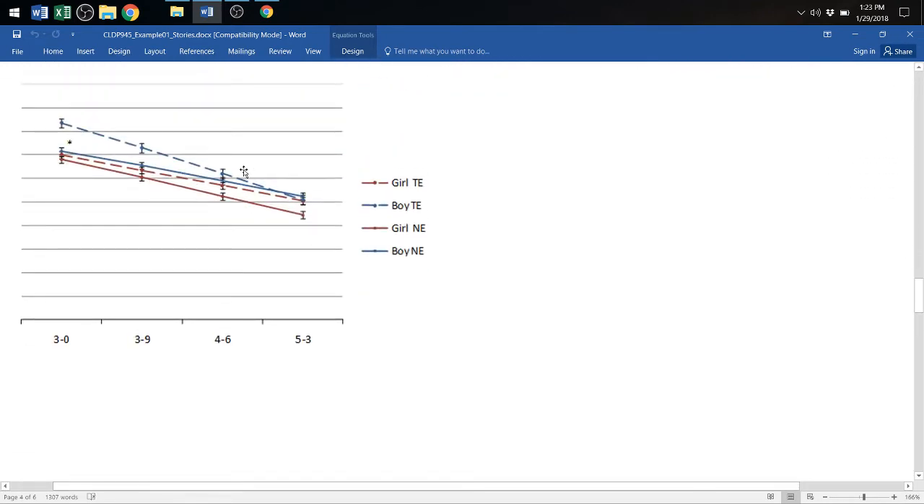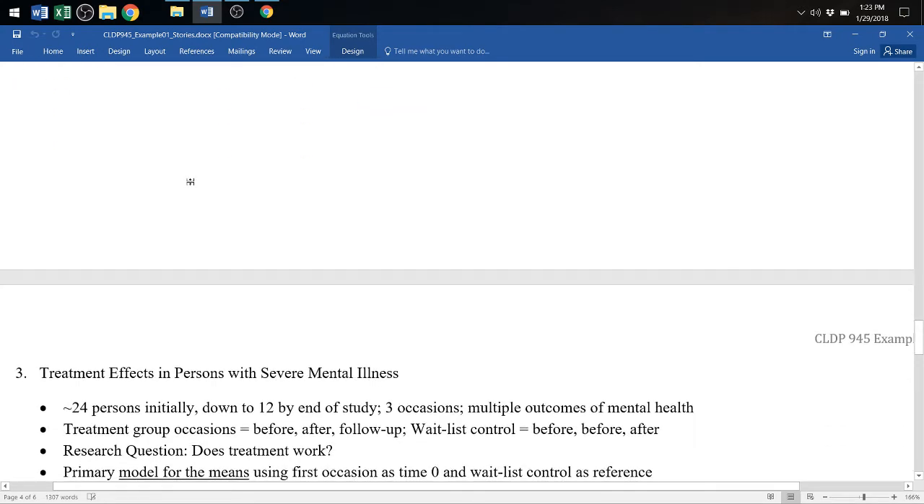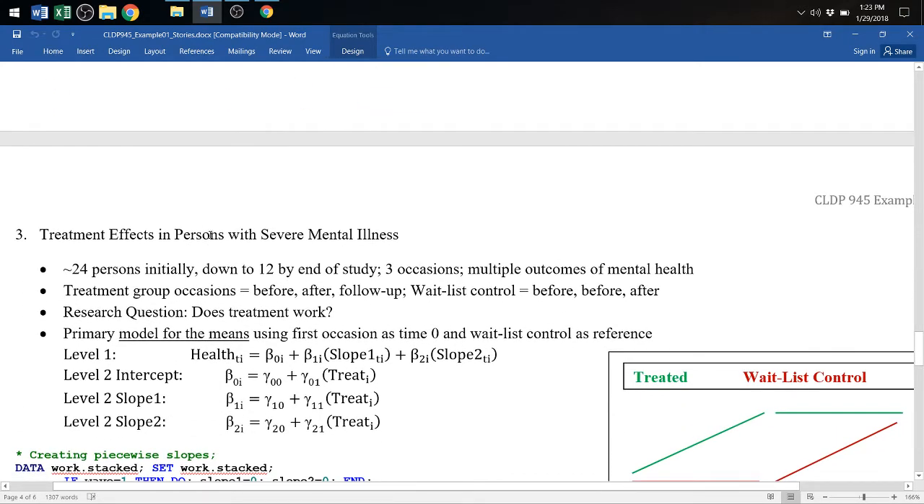So the final product here of what she found looks like these lines, by the way, where you can see which slopes appear to be different, and that's what the estimate statements would allow you to confirm: which of these slopes are different, which of these intercepts are different, and so forth. So then we switch gears to the 3rd example.